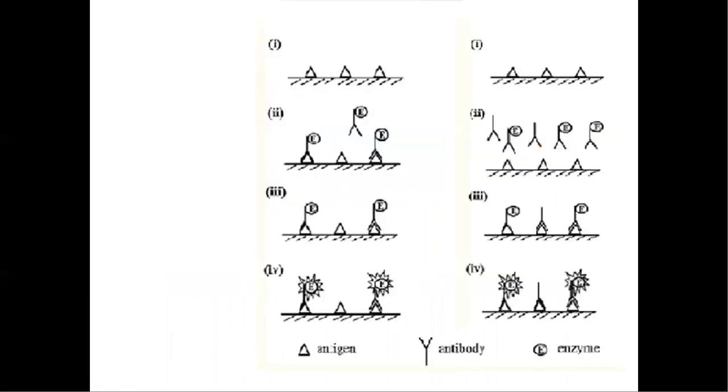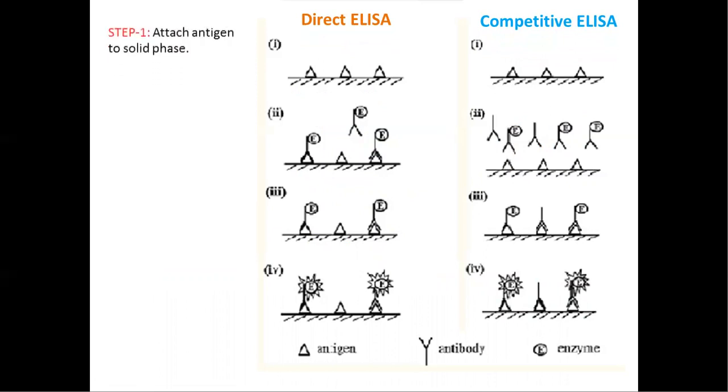In this slide, I'm going to discuss direct ELISA and competitive ELISA comparatively. Why? Because these two methods have almost similar testing procedures. Here, 4 steps are involved to explain the testing procedure of these two methods. Step 1. Attach antigens to solid phase.